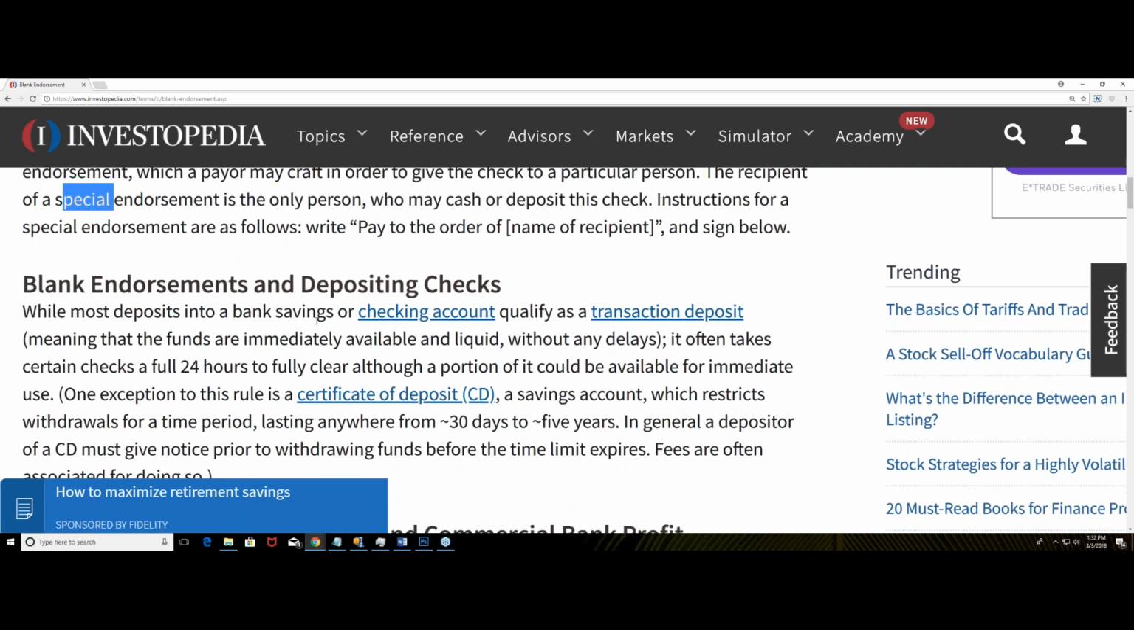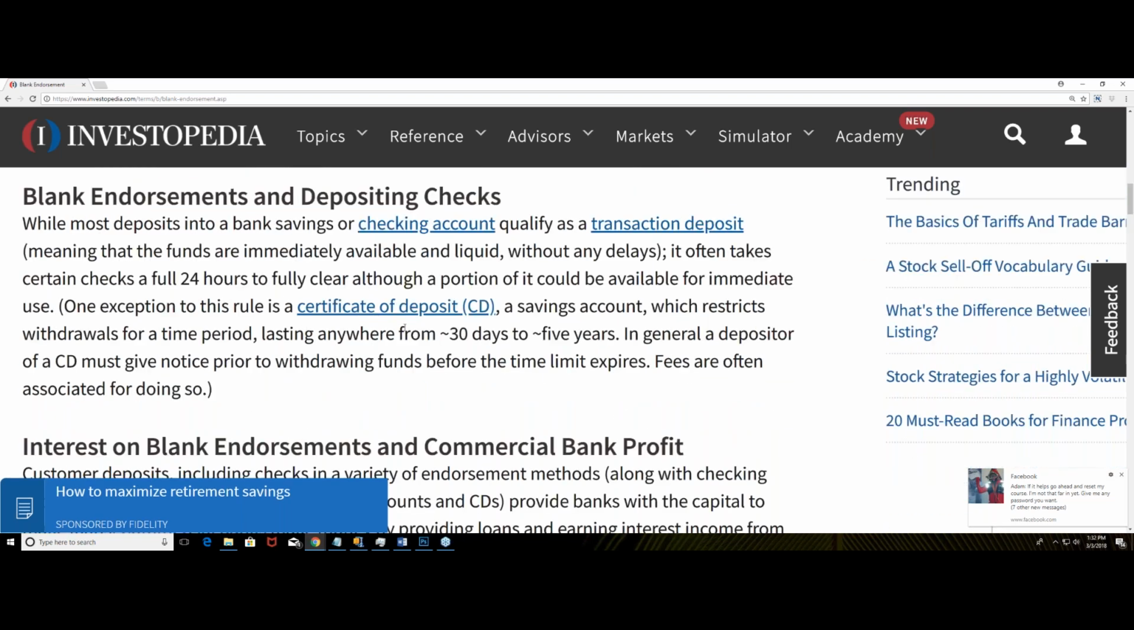Blank endorsements and depositing checks. While most deposits in bank savings or checking accounts qualify as a transaction deposit, meaning that the funds are immediately available and liquid without delays, it often takes certain checks a full 24 hours to fully clear, although a portion of it could be available for immediate use. One exception to this rule is a certificate of deposit, CD, a savings account which restricts withdrawals for a time period lasting anywhere from 30 days to 5 years. In general, a depositor of a CD must give notice prior to withdrawing funds before the time limit expires. Fees are often associated with doing so.